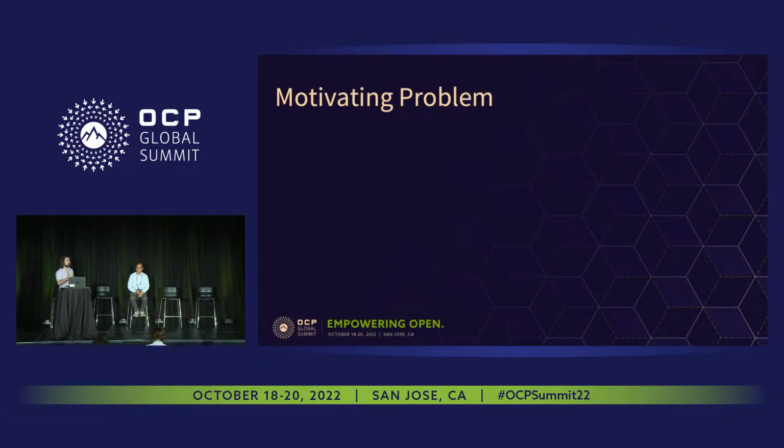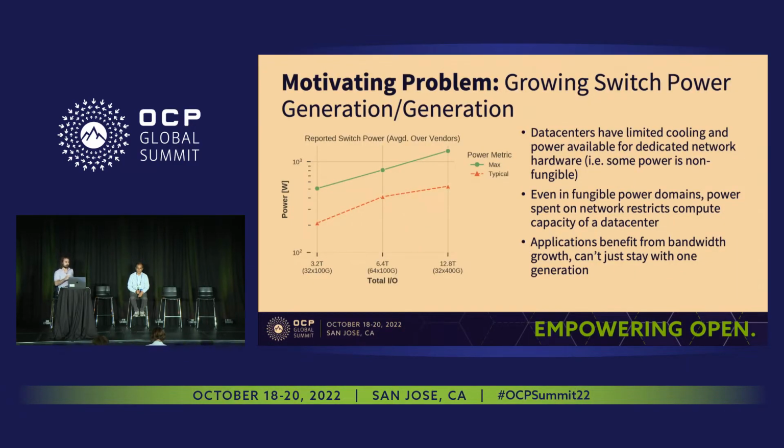So, I wanted to frame this around the motivating problem that we cared about, which is that, as many of you are probably aware, switch power has been growing generation over generation. Data centers have limited cooling power available to them, and a lot of them have non-fungible power. So there's dedicated cooling and power available for network hardware that is separate from the power for compute. And so that puts a strong, hard envelope on the amount of power that you can spend on your switching hardware in any generation.